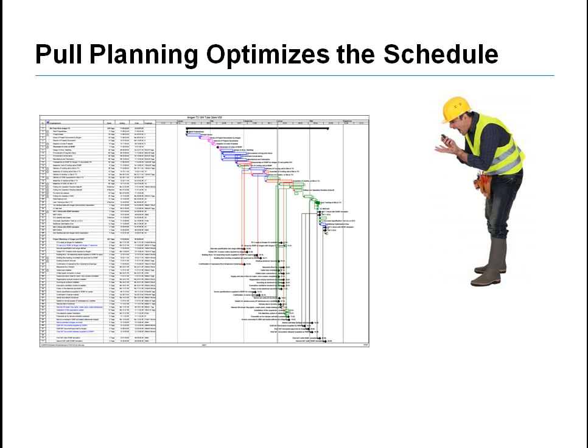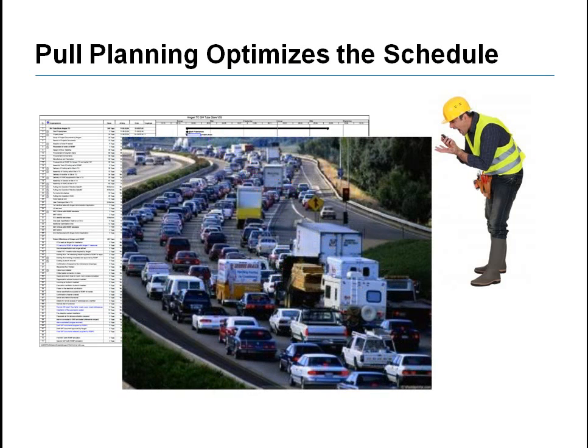The traditional approach can be likened to driving in rush hour traffic. One moment you're speeding up, and the next you're slamming on the brakes because the person ahead of you is doing the same. This stop-and-go driving is hard on the car. It is also hard on projects.